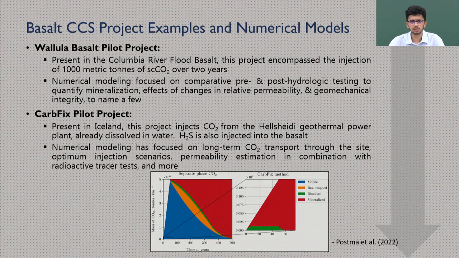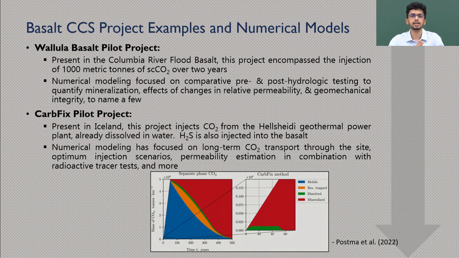Now let me talk about some partly experimental and partly commercial Basalt CCS projects which have taken place or which are taking place at the moment. The first one is the Wallula Basalt Pilot Project, which is present in the Columbia River flood basalts in Washington State, USA. This project was basically working for 3 years, from 2013 to 2015, where they injected supercritical carbon dioxide as a separate phase, around 1,000 metric tons of it into the basalts over there.